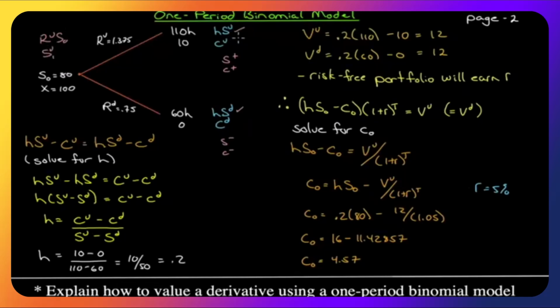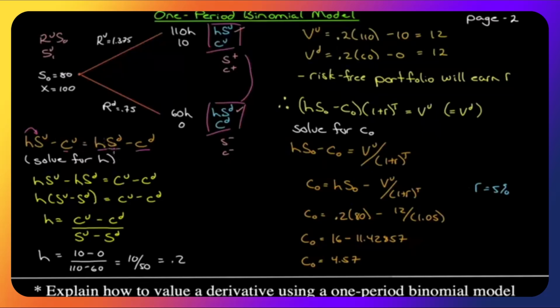Let's just simplify it. So what we want is we want the two portfolio values to be equal. We want this portfolio to be equal to this portfolio. So let's make them equal. H shares of the stock. SU is the value of the stock after an up move. H shares of that minus the call on an up move, and H shares multiplied by SD minus CD for the down move. And we want to solve for H.